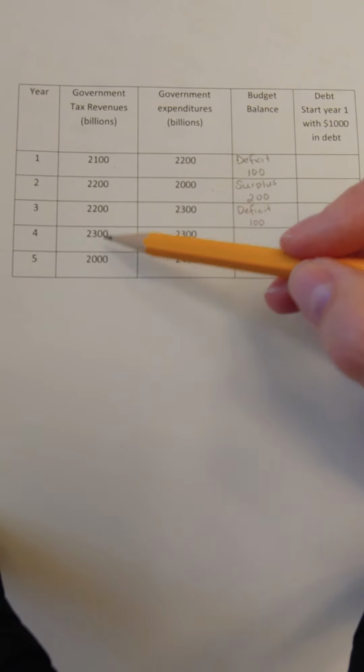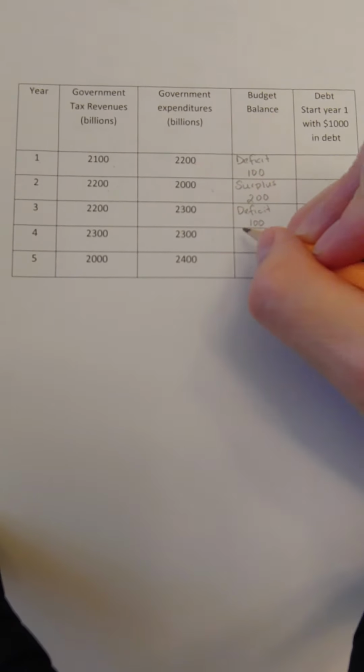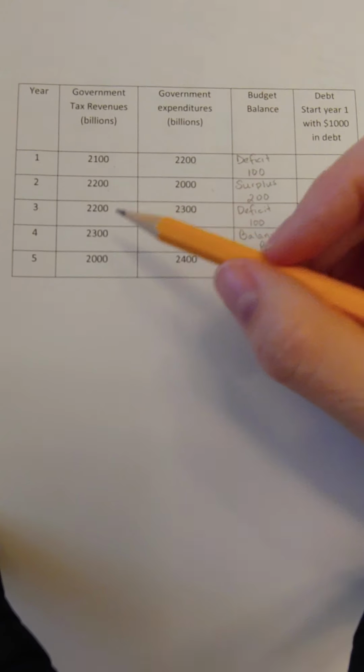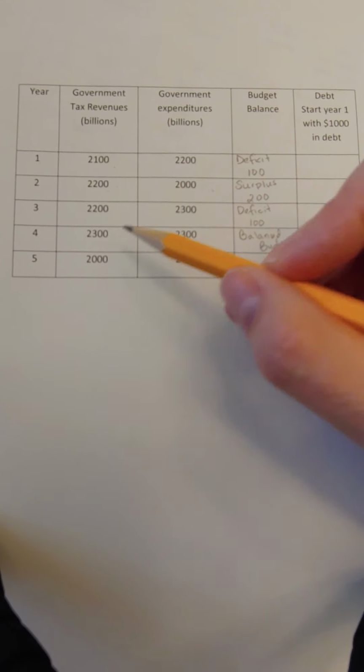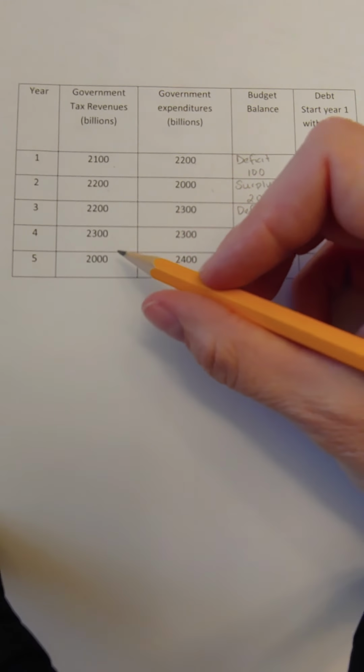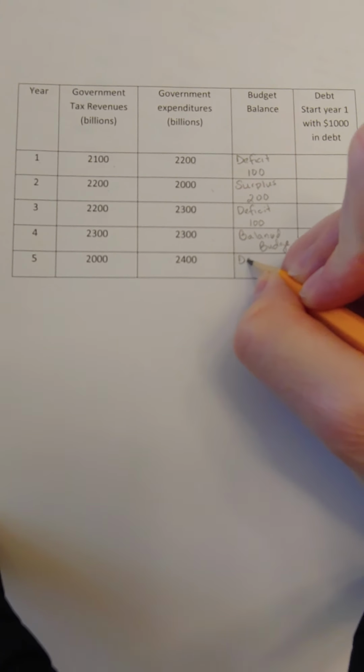Now in year four, our revenues of 2,300, our expenditures of 2,300, those are the same. We call that a balanced budget. And then in the last year, we have revenues of 2,000, we have expenditures of 2,400. So again, more spending than revenue. That's a deficit of 400.